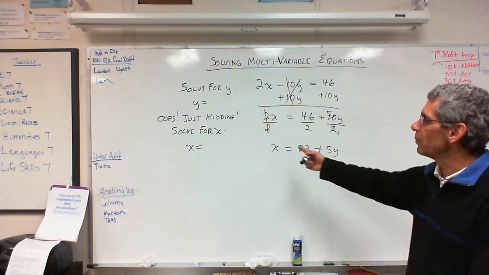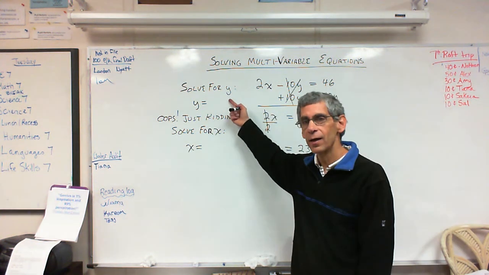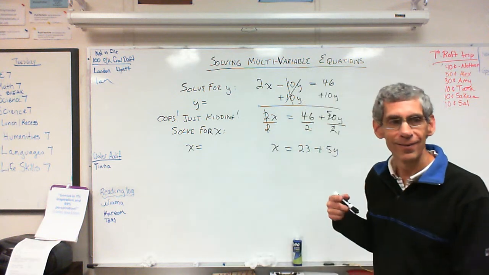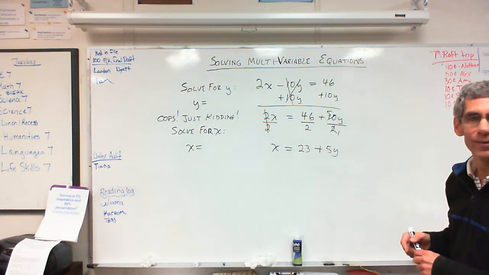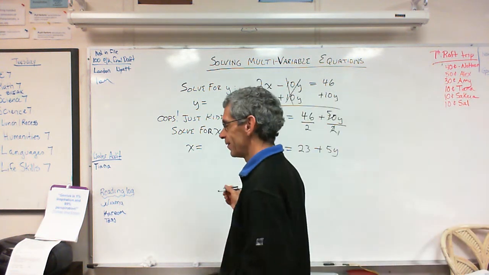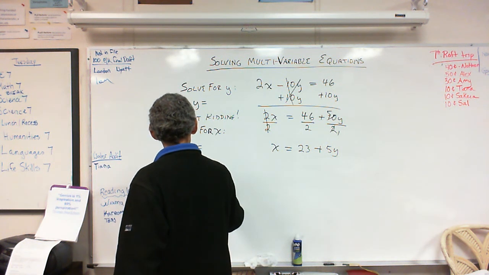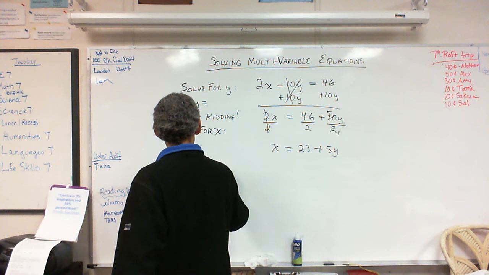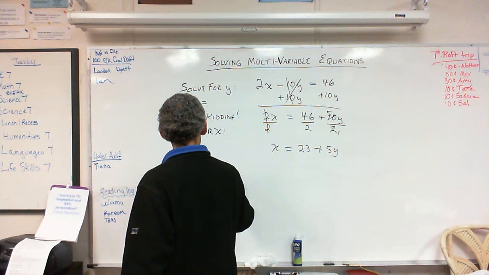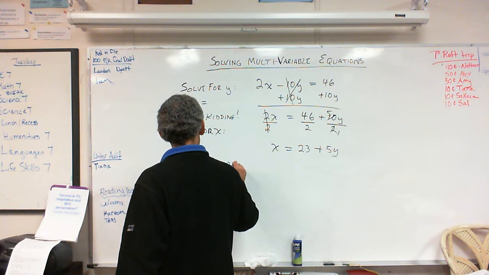Oh no, that means we should solve for y. Gary, what was our answer? Does anybody remember? I do. It's x over 5 minus 23 over 5. Okay, y is equal to x over 5, and it was minus 23 over 5, right?